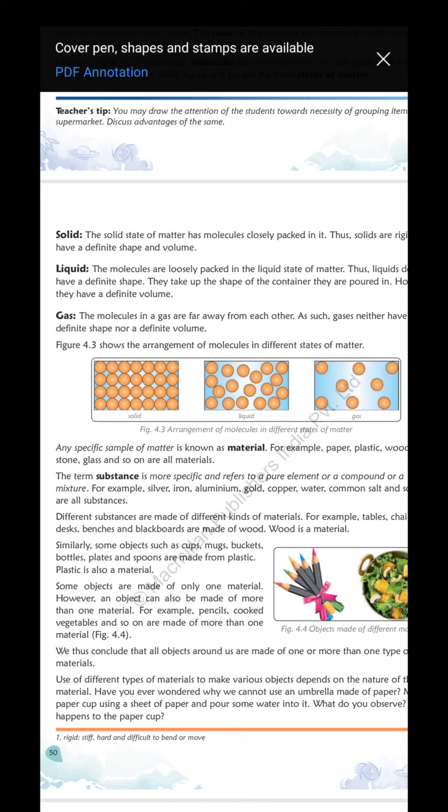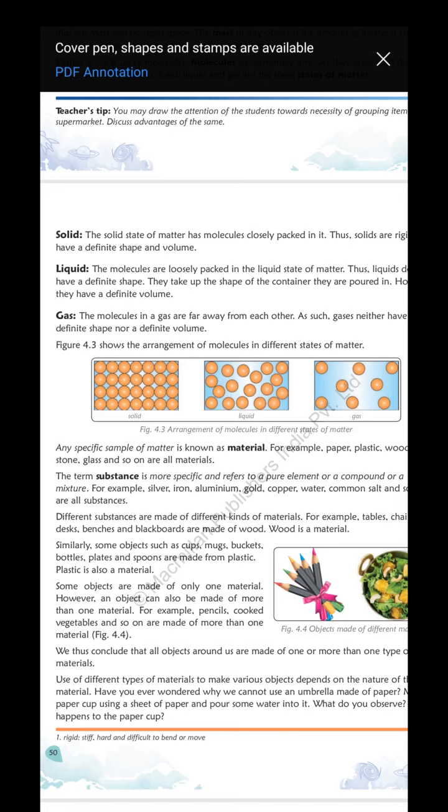Coming to liquids, the molecules are arranged somewhat far away, a little farther apart. So that's why they are more loosely packed than solids. Liquids also have a definite volume, but no definite shape. Water occupies any container's shape. It takes the container shape and has a fixed volume. So solids have fixed shape, size, and volume, all rigid. Liquids have definite volume but no definite shape.